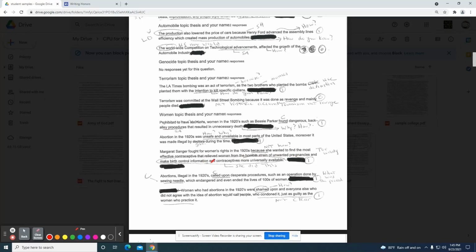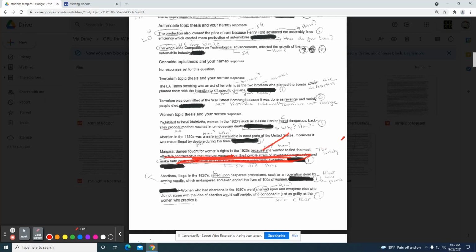But they go on. She wanted to find the most effective contraceptive. Okay, so that's a different issue. I don't necessarily know what you would use for this. Do you have a speech that she's looking for the most effective contraceptive? Is that where you're going with this? That relieved women from horrible strain of unwanted pregnancy. So now this is a completely separate issue. And make birth control information and contraceptives universally available. So here we're talking about like three or four different things when they could have just probably eliminated all of this and just focused on this point, and then that's it.